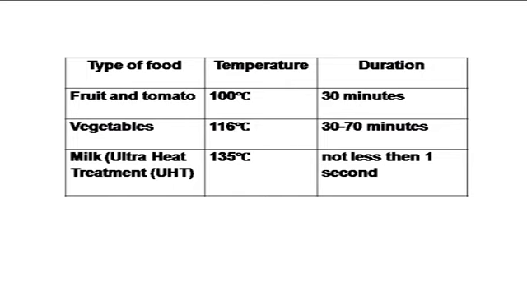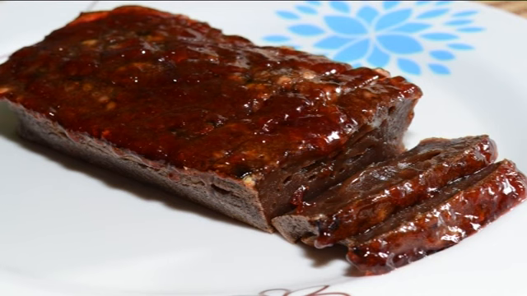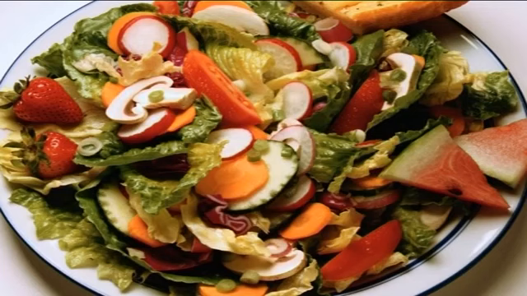Fruit and tomatoes: 100 degrees Celsius, 30 minutes. Vegetables: 116 degrees Celsius, 30 to 70 minutes. Milk, ultra heat treatment, we call it UHT: 135 degrees Celsius, not less than 1 second. However, the type of food determines the type of treatment and not the type of contaminating organisms. For example, if the food is overcooked, major changes occur in texture, flavor and nutritional quality, making them unpalatable.